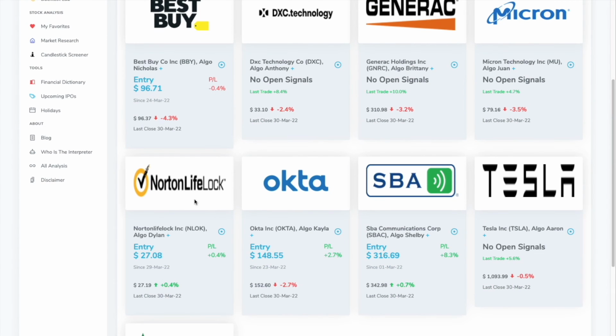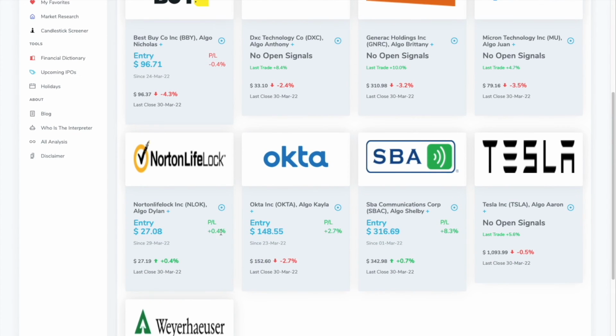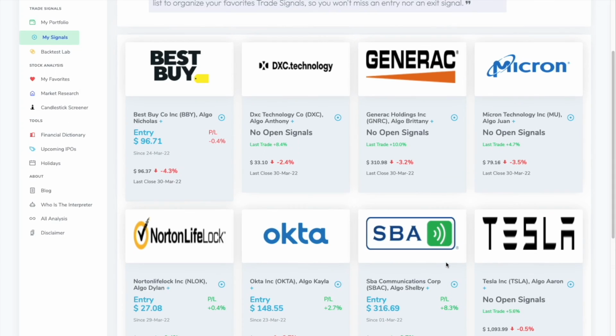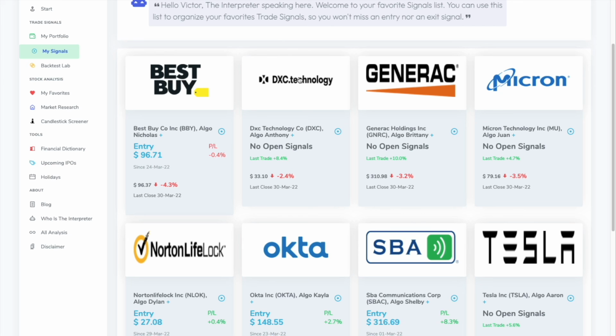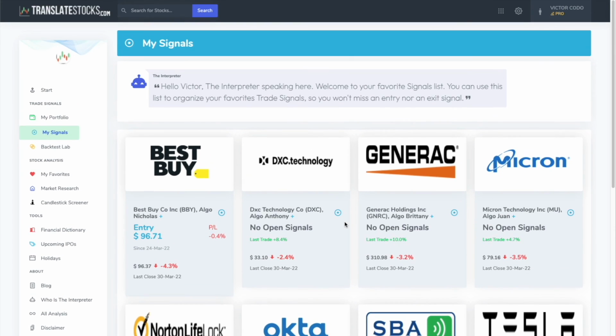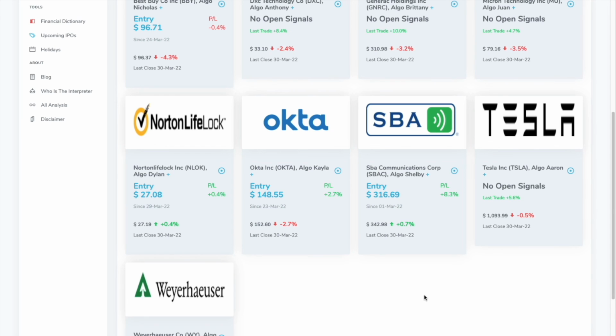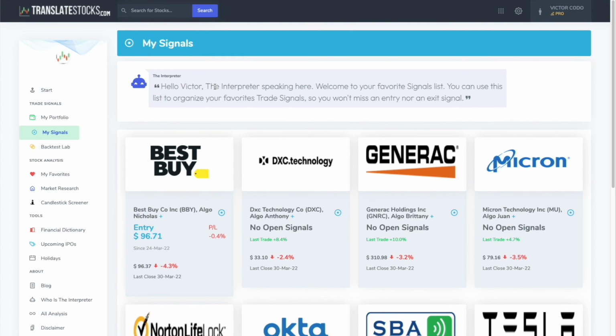Here is Norton that we've recently added to the list, and we're at a partial profit of 0.4%. Here are other active signals, what the entry price was, and what the partial profit is. Some algos we have saved to our list don't have active signals for these stocks, but here is where we can follow up to see when will be the time to sell our position and exit the trade. So this is one way you can use Translate Stocks on your day-to-day to help you get into the best buying opportunities in the stock market.